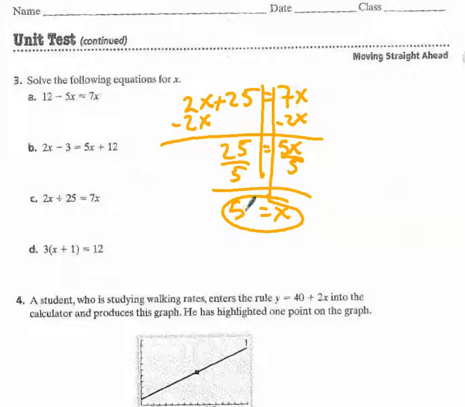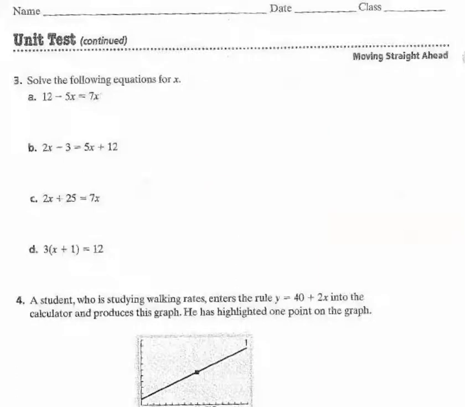Now finally, D is the only one that's marginally different. There are a couple ways you could do it, and I'll do it both ways.